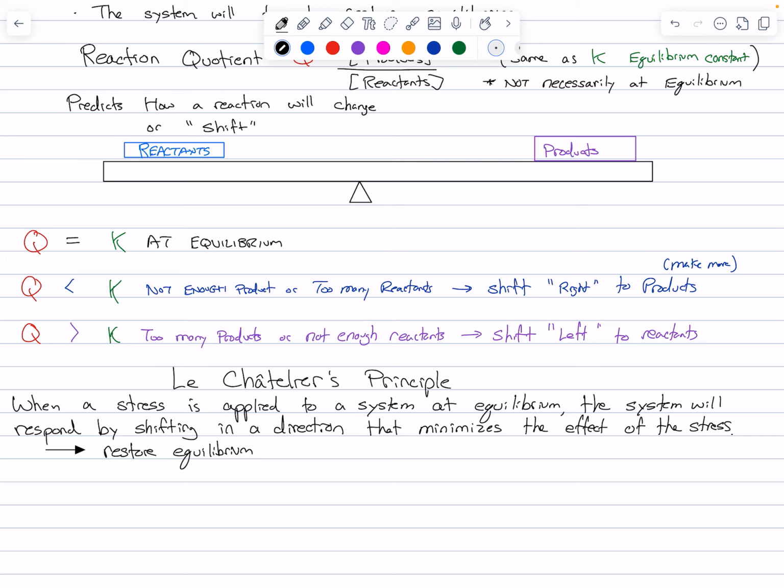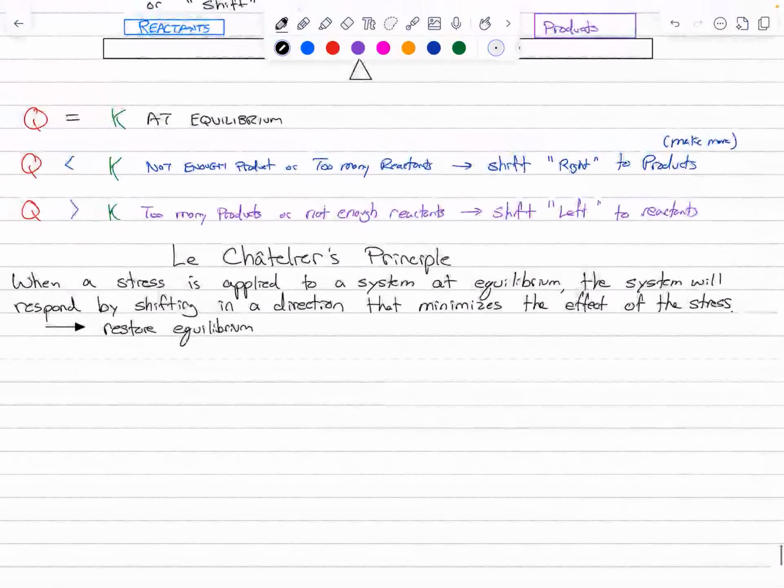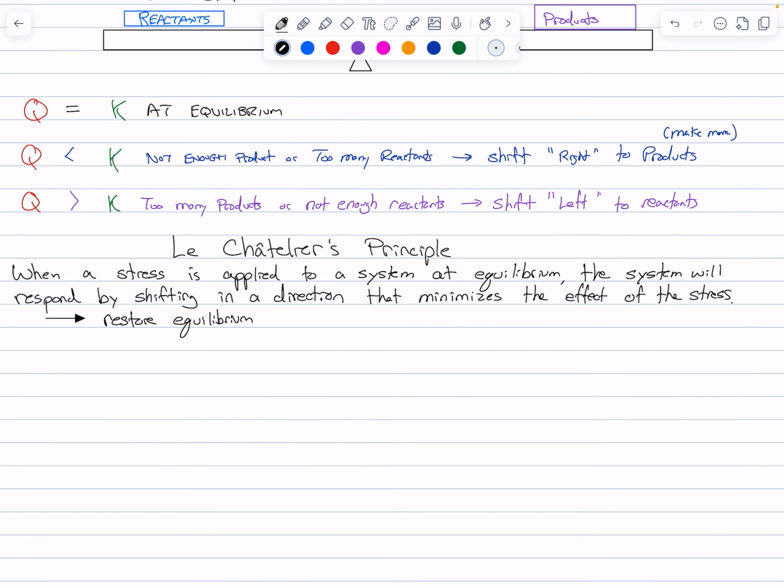So this is very similar to Q, but we're just looking at the disturbances in general. We're not going to calculate it. Q you calculate. This is more of a predictor. And so the disturbances. Well, the obvious one is concentration. There's a couple things. You can add reactants, and that means we will shift to products.